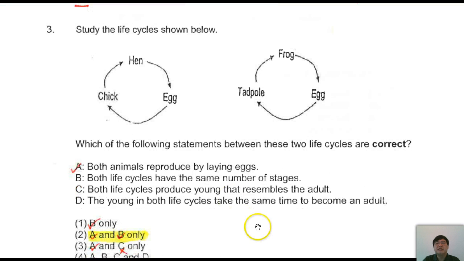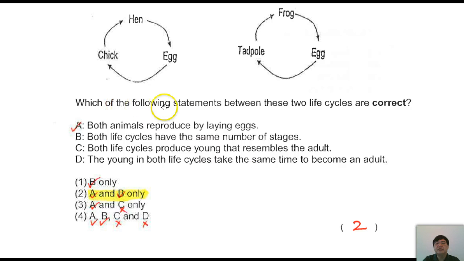Next, study the life cycle as shown above. Hen, chick, egg; frog, egg, tadpole. A three-stage life cycle. Look like parents, do not look like parents. Take a look at which of the following statements of these two life cycles are correct. Now, take a look at the first one. Both animals reproduce by laying egg. Laying egg, laying egg, correct.